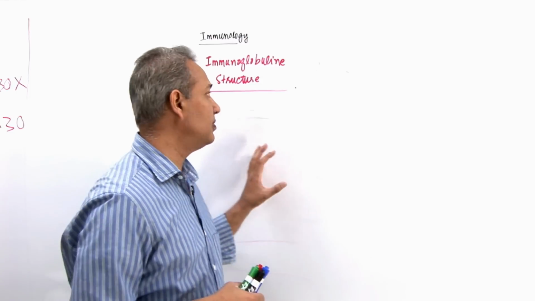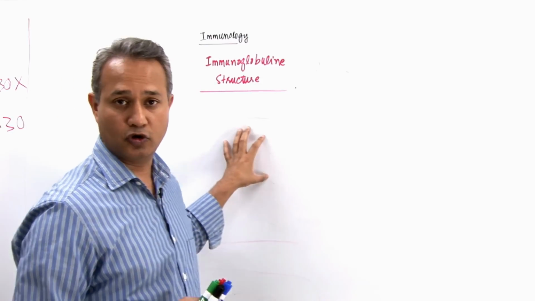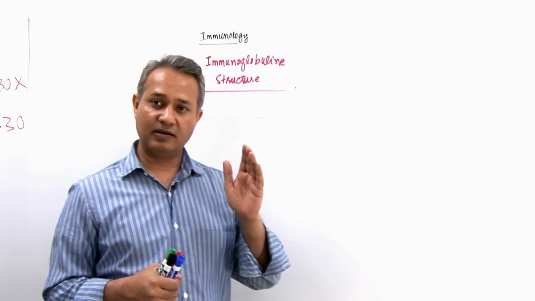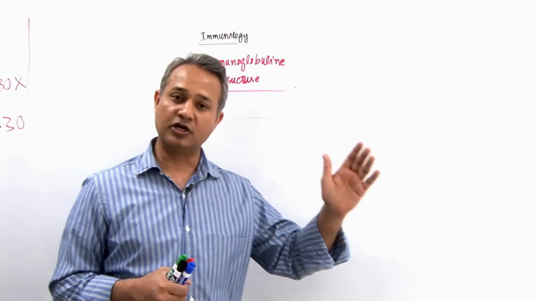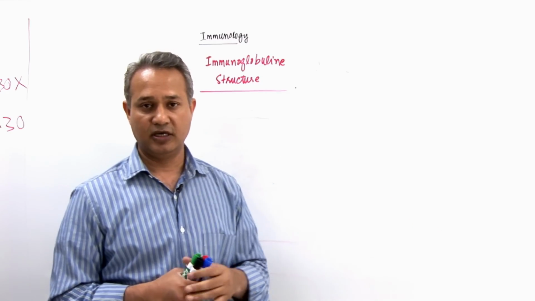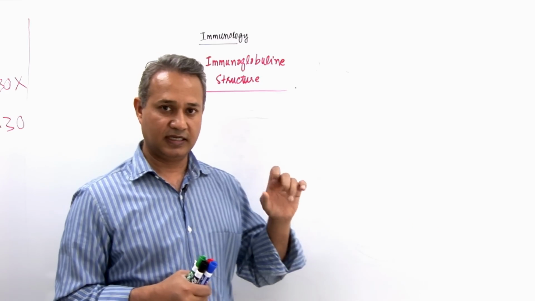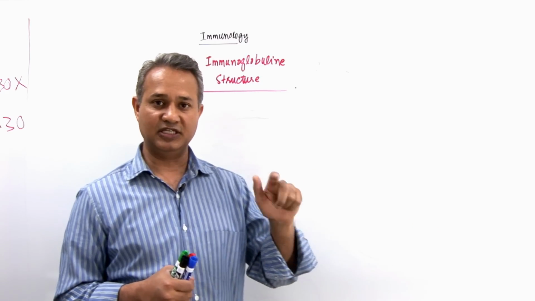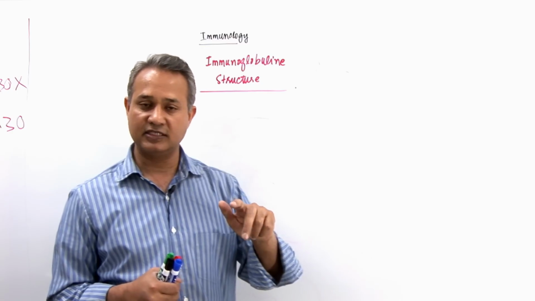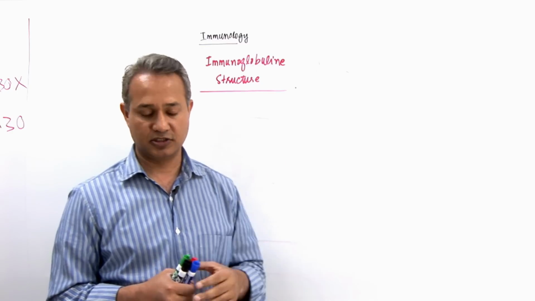So let's talk about the structure of the immunoglobulin. This lecture will become the foundation for the function of the immunoglobulin later on. So now, structure. The second part will be the genetics of the immunoglobulins, and the third part will then be the functions. So let's do it.